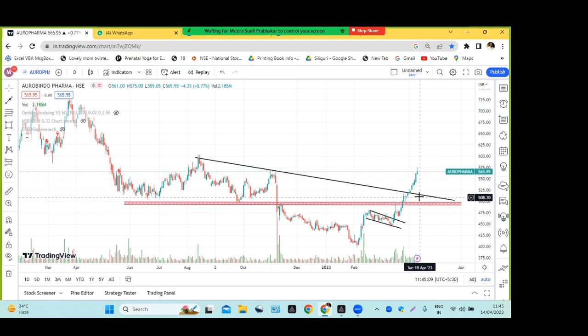Up till this black line, this trend line. What will happen? It will try to go down up till here, then it will rebound again like this. Getting the point? So we can consider it.